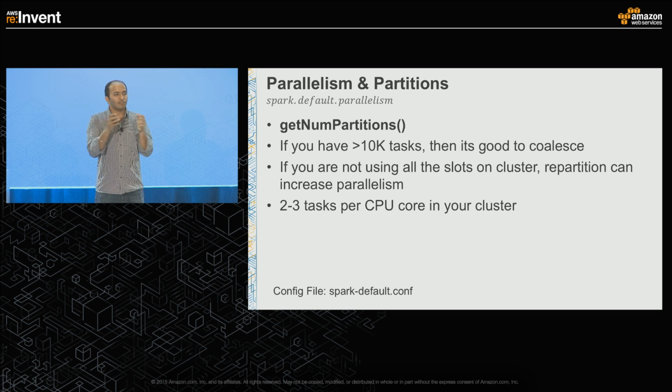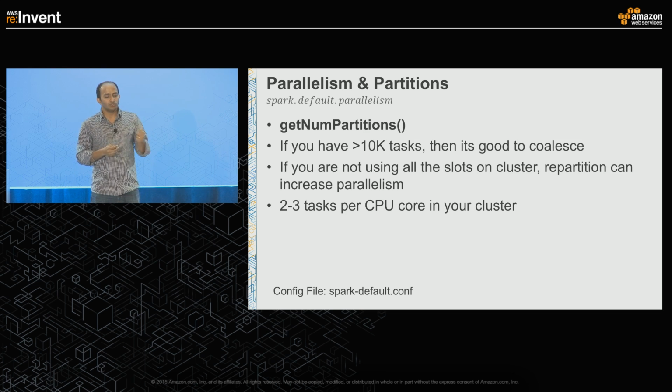And the partitions have a correlation to the parallelism. Let's say you have a really big RDD with 100 partitions on it. Spark knows that it has 100 partitions, but how do you know? There's a function you can use, getNumPartitions, that gives you that. When you do an operation between two RDDs, and the job runs in an executor, it uses the CPU threads to do the processing. As a rule of thumb, if you have more than 10K tasks, it's good to coalesce. And if you're not using all the slots on your cluster, repartitioning can increase the parallelism.